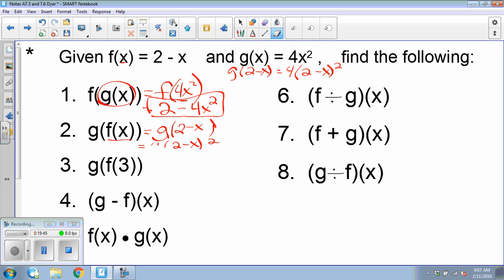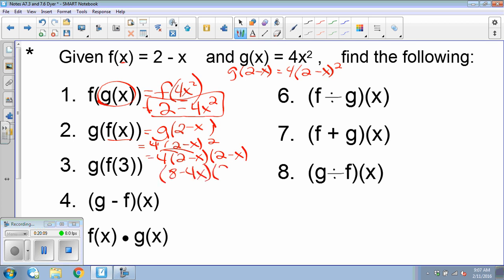So you just bring the 4 over, times 2 minus x. So that's 4 times 2 minus x times 2 minus x. And that's it? You have to distribute and simplify it. So you get 8 minus 4x times 2 minus x.